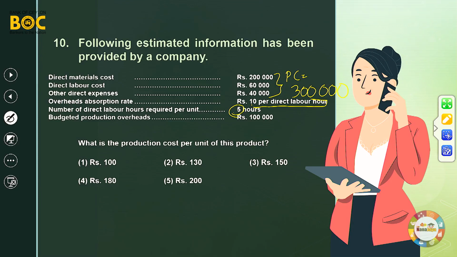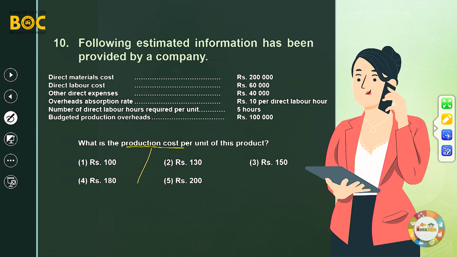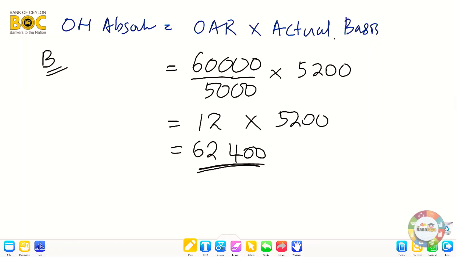What is the cost per unit? What's the production cost per unit? The production cost consists of prime cost and production overhead. The question requirement is per unit production cost.